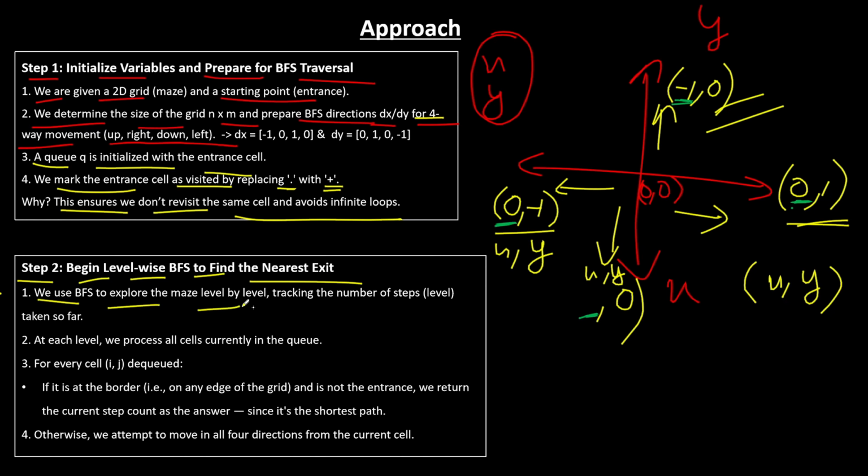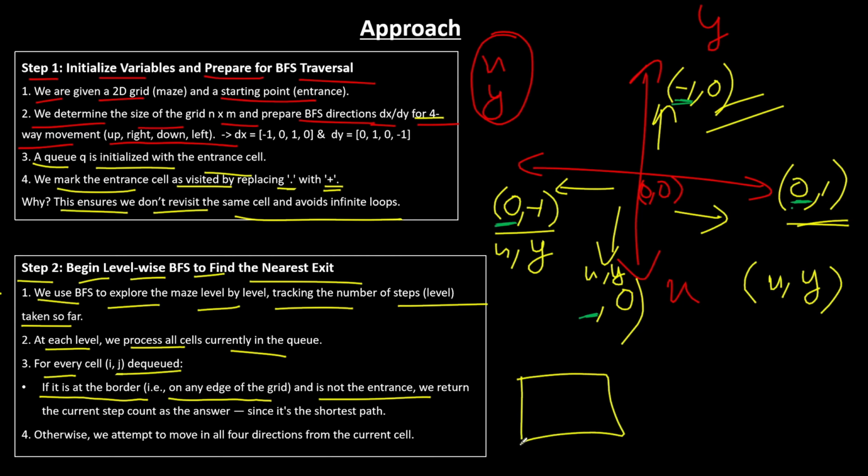We use BFS to explore the maze level by level, tracking the number of steps taken so far. At each level, we process all cells currently in the queue. And for every cell we dequeue, if it is at the border, that is at the edge of the grid, and it is not an entrance, we return. So how do we figure out it is on the edge? You could say it is part of the first row, first column, last row, or last column. How do we figure this out, right?